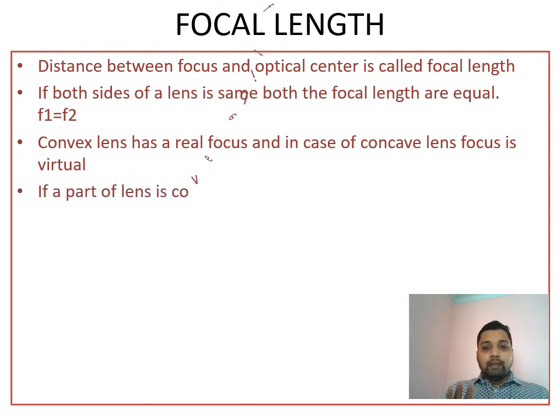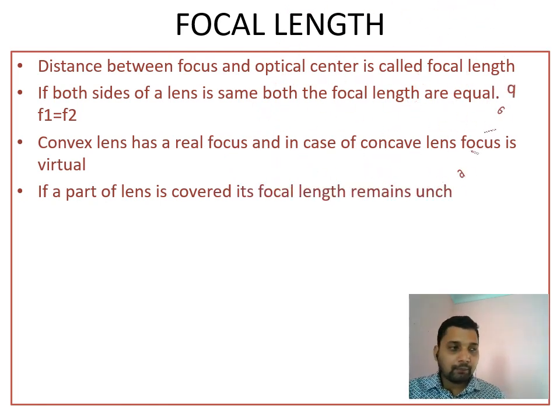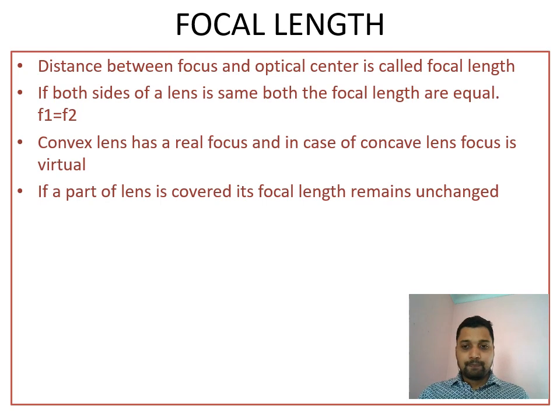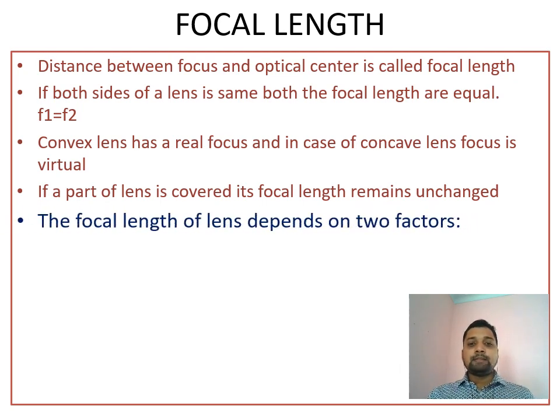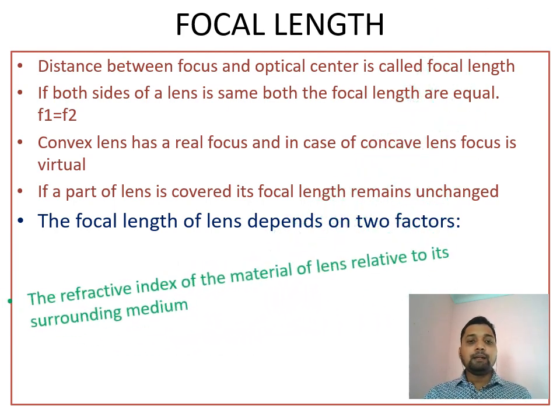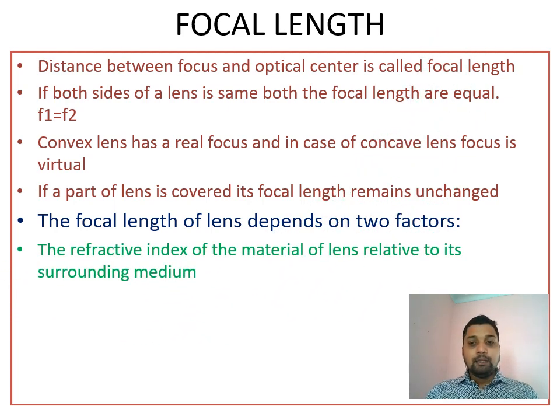Whenever we take any lens and some part of it is covered by any surface, the focal length will not change. Some part of the reflecting surface may change, but the focal length of the lens will remain constant. This focal length again depends upon two factors. The first factor is the refractive index of the lens, meaning the material on which the lens is made, since we have different types of transparent media. Depending upon the focal length, there is also the power of the lens, which we will discuss in our next video.